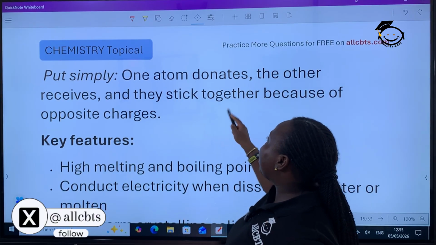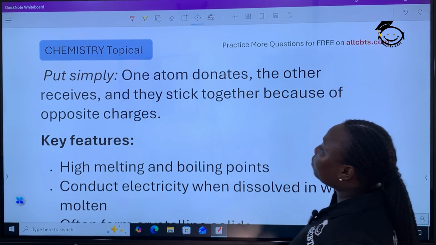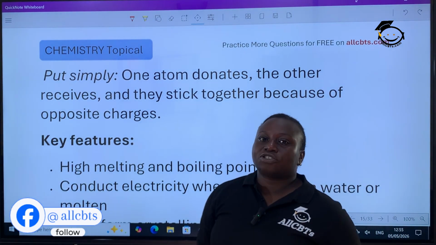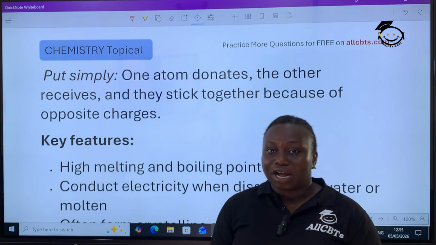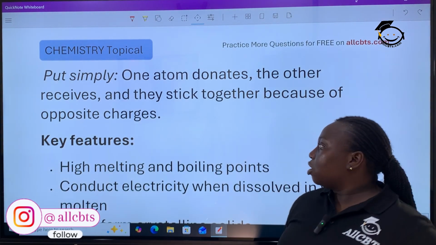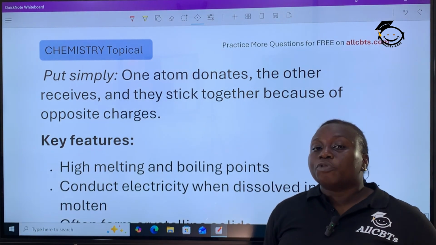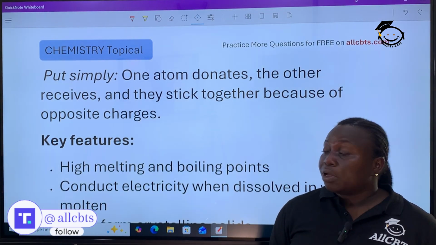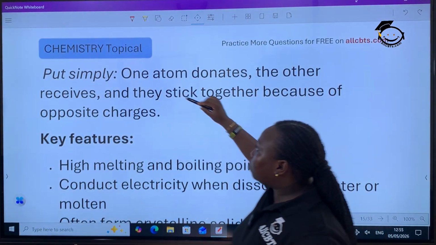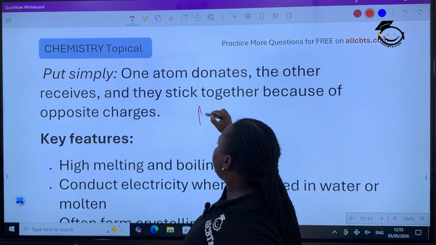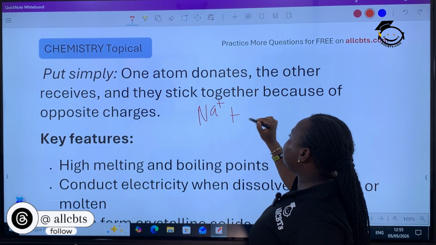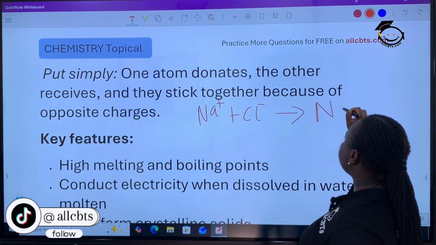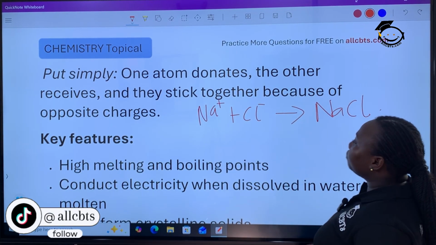Put simply, one atom donates, the other receives, and they stick together because of opposite charges. Don't forget that unlike charges will attract, while like charges will repel. Na plus and Cl minus are unlike charges, so they will attract to give us NaCl.